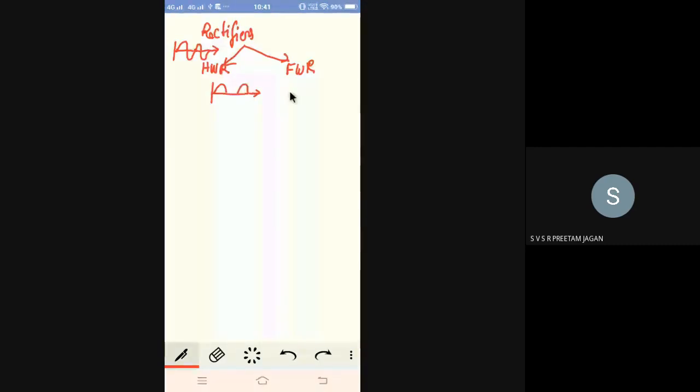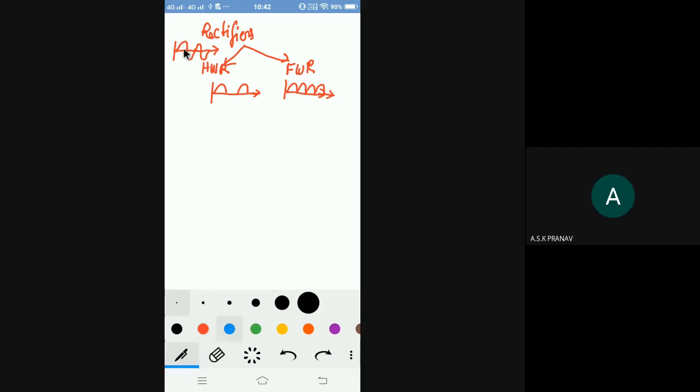This is the output waveform of a half wave rectifier. This is the output waveform of a full wave rectifier. From this figure, can anyone say what is the difference between half wave and full wave rectifier? A half wave rectifier converts only the positive cycle, whereas a full wave rectifier converts both positive half cycles and negative half cycles.